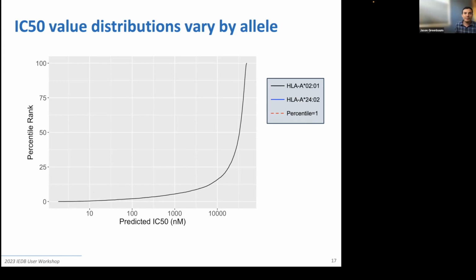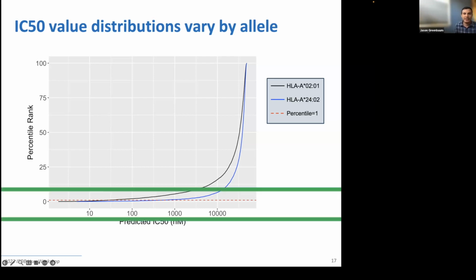This is a typical curve that we would see. But if we look at HLA-A2402, the shape of the curve looks the same, but we can see that it's shifted way to the right of that of HLA-A0201. And so it can be hard to compare directly the IC50 values between the two alleles. And here's our typical 1 percentile rank cutoff.